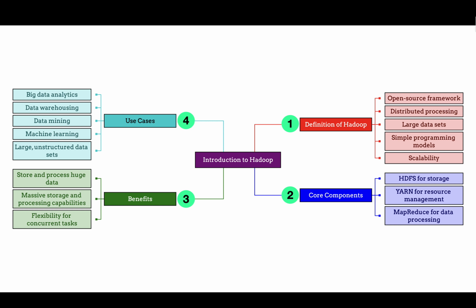4. Use cases. Hadoop is widely used in industries for applications like big data analytics, data warehousing, data mining, and machine learning. It's particularly effective in processing large, unstructured data sets, such as text and images.